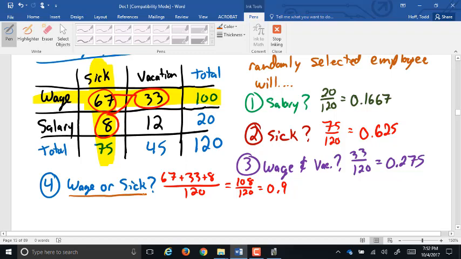So wage or sick, because this one here, even though it's salary, is sick. It's under the sick.